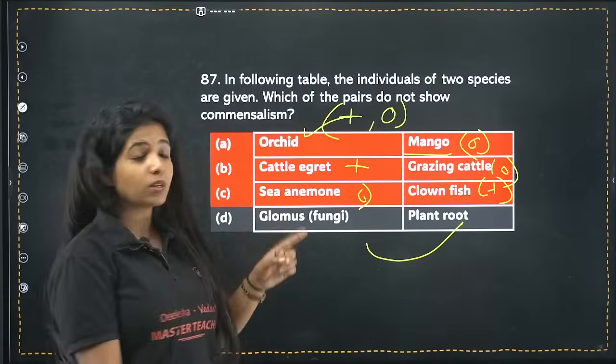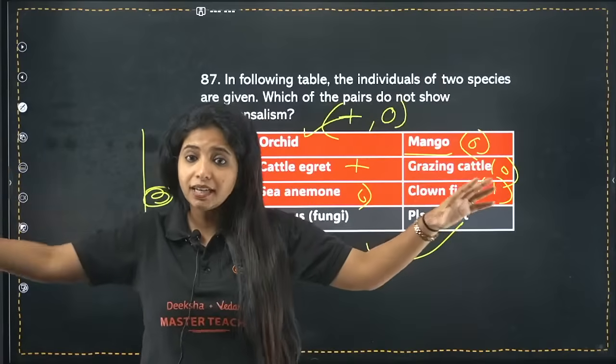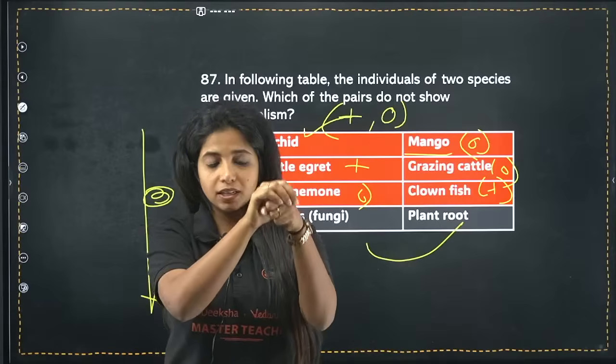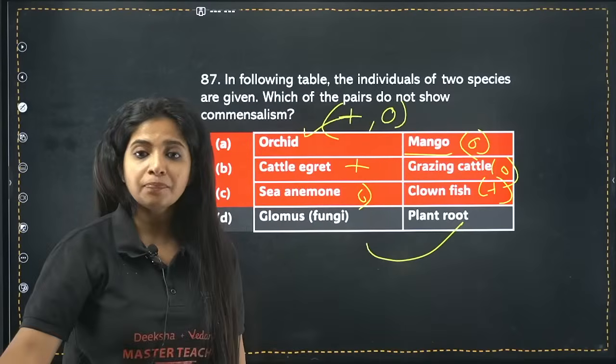One more example of commensalism is the whale and the barnacle. Always remember, the whale is very big, right? And the barnacles are very, very small. On the surface of the whale, barnacles go and sit. Why? For transportation. Is the whale getting harmed? The whale is not getting harmed. Is the barnacle getting benefit of it? Yes, definitely.